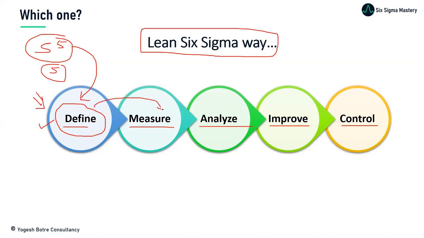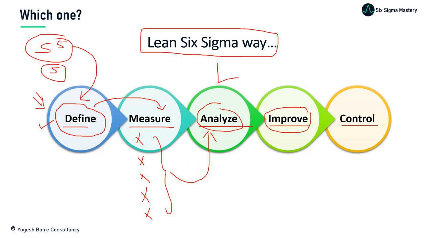Then we go to the measure phase. Measure phase is where we identify all the X variables, all the input variables. And then we take these input variables and go to the analyze phase. In the analyze phase, we use various tools to find the root cause. One of the tools is the scatter diagram, the XY diagram: do we have a relationship? Is it a root cause? And there are multiple other tools like correlation and regression. There is hypothesis testing, why analysis, root cause analysis, and FMEA. There are multiple tools that we can use in the analyze phase to find the root cause.